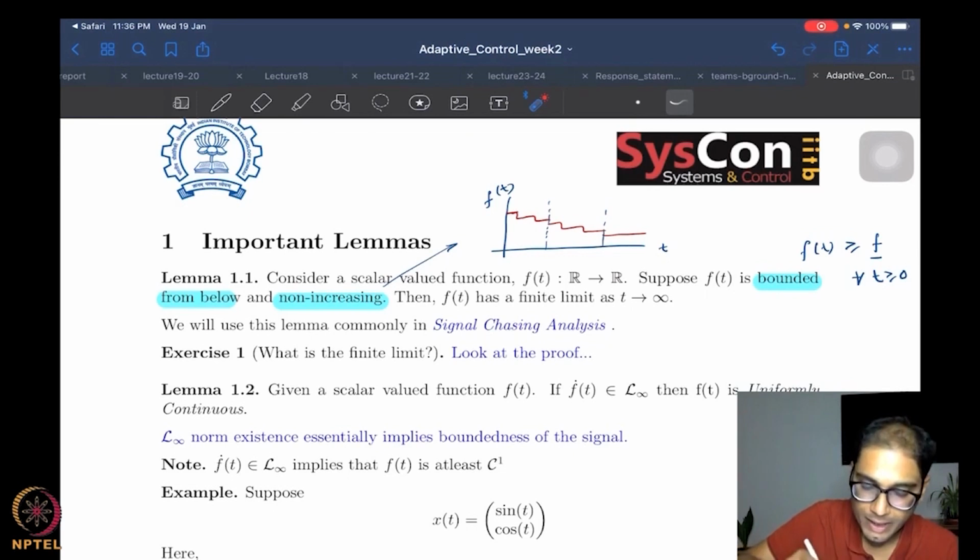However, it is still a non-increasing function, right? Because its value either stays constant or goes down. It never actually increases. So this f of t is a non-increasing function.